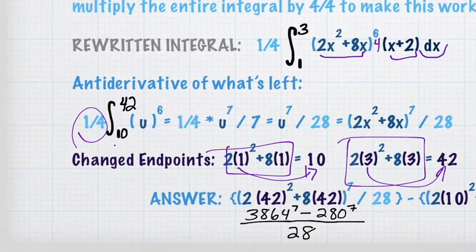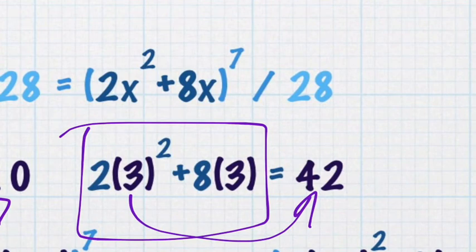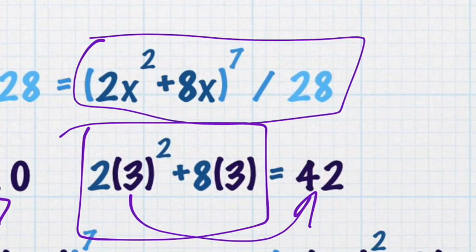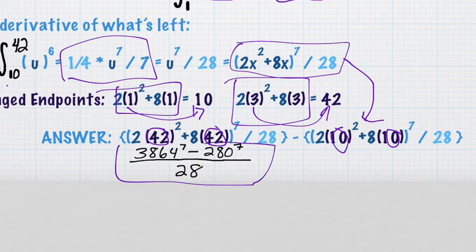So when we do the simple math for that portion, you've got 1/4 times u to the 7th over 7, which ends up being u to the 7th over 28. Now for the last bit of your answer, you have to evaluate the integral using the new endpoints, not the old ones. So that means we have to plug in our 42 and our 10 and subtract those answers. Your final answer should be something along the lines of 3864 to the 7th minus 280 to the 7th.